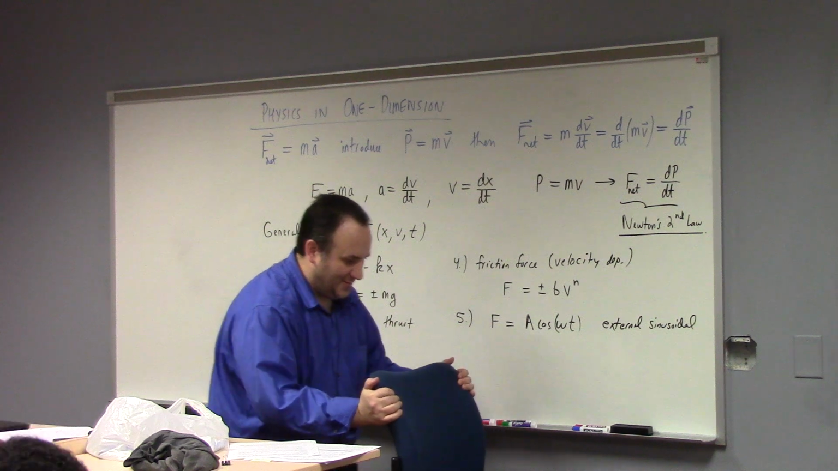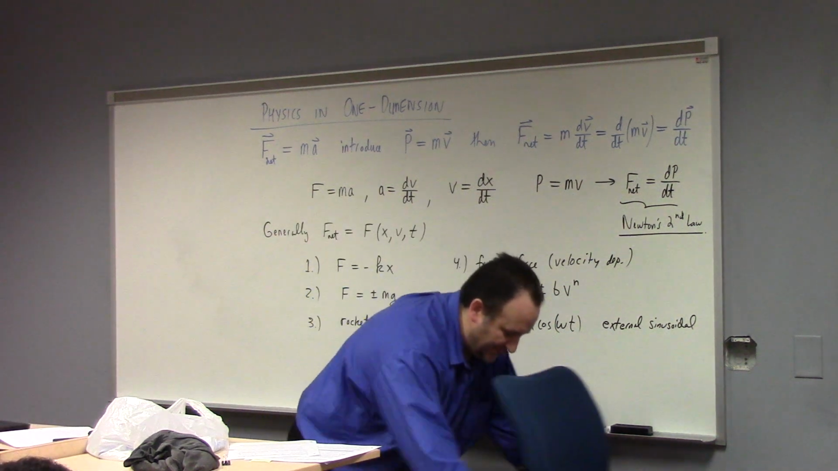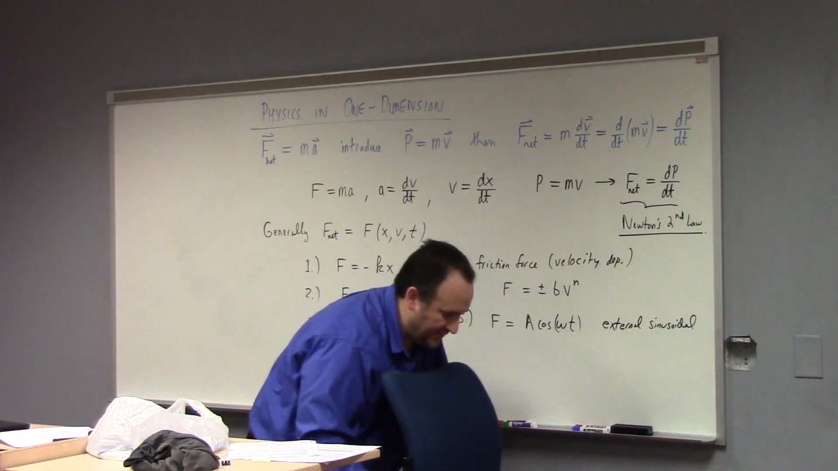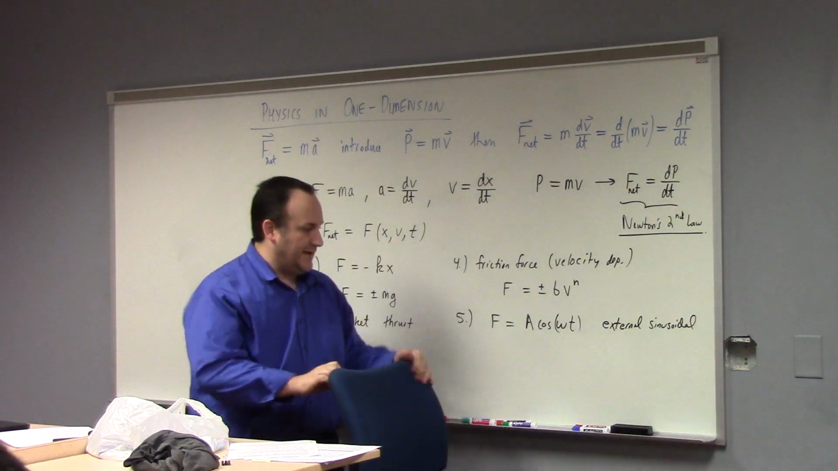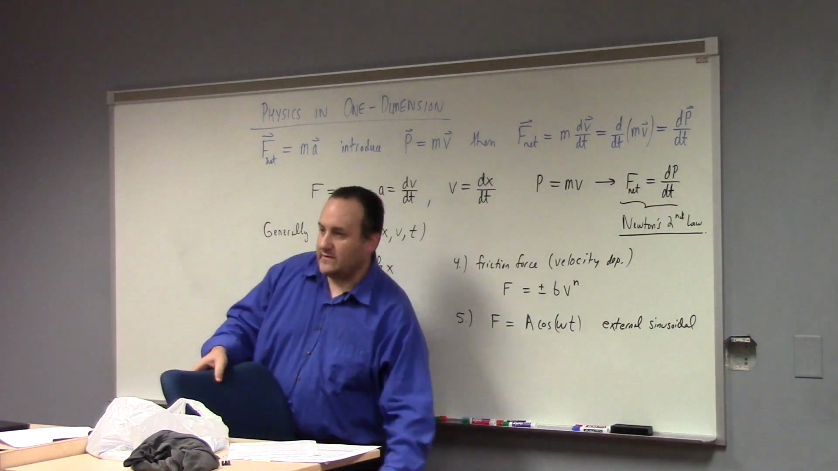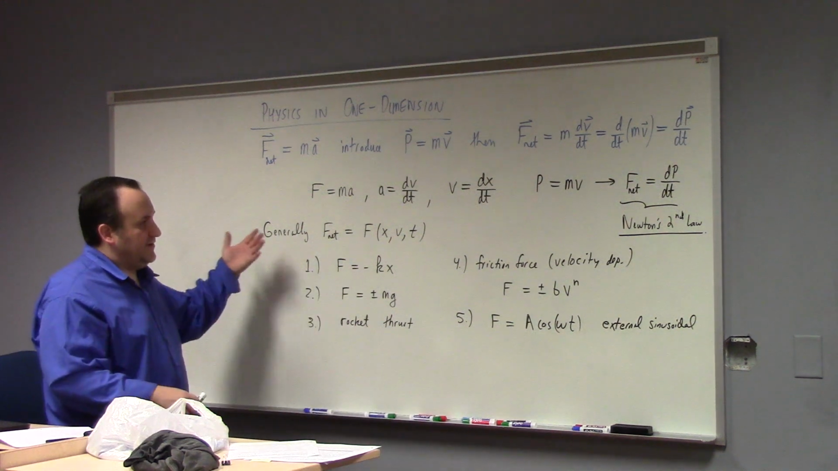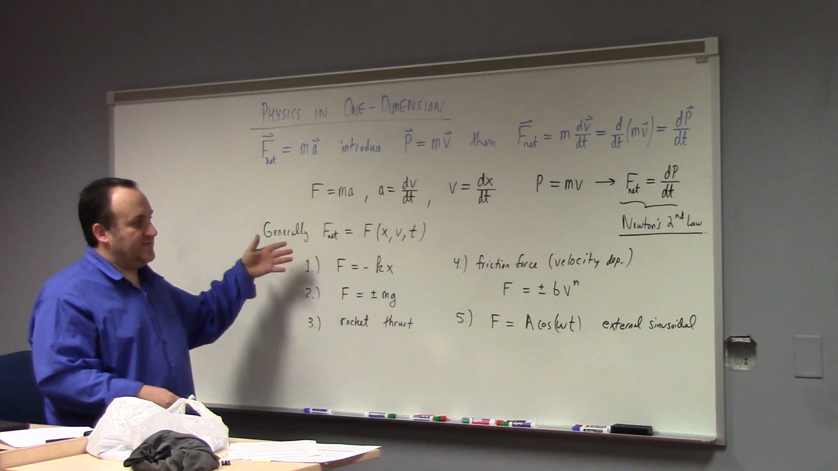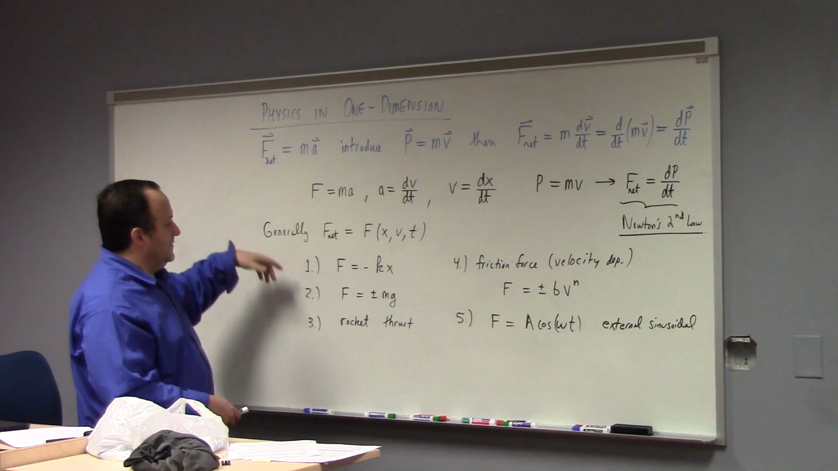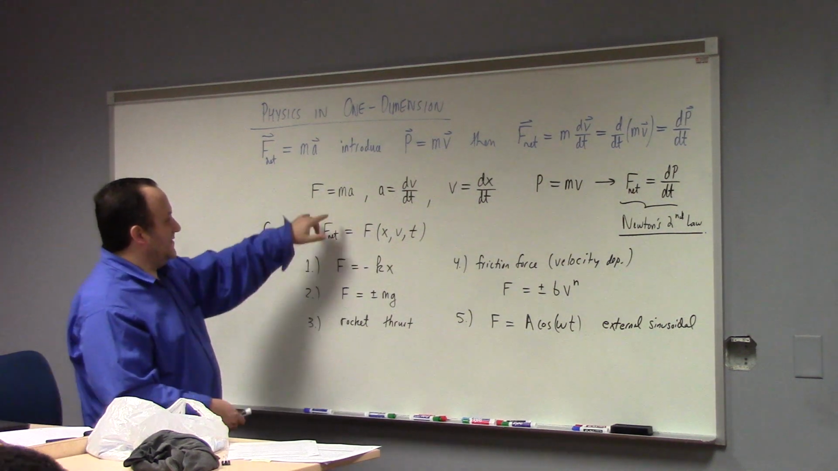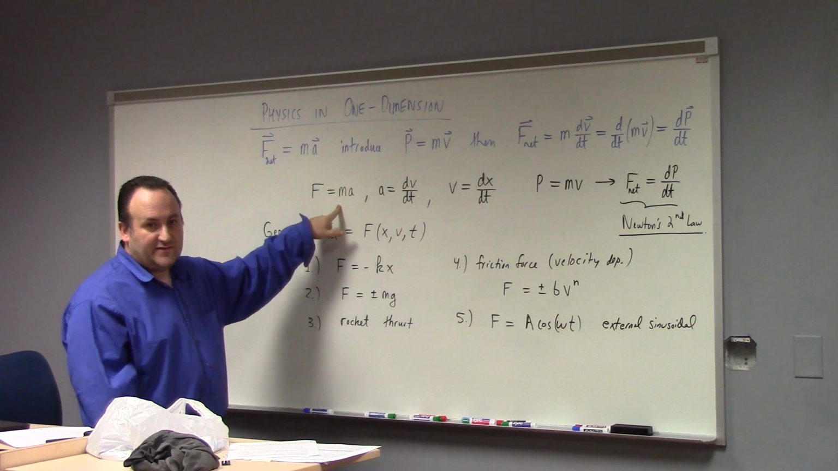So a sinusoidal force is something like that, back and forth, like a cosine omega t. Anyway, these are all examples of forces. And what do you have to do to find the equation of motion? You have to solve. You put these formulas and set them equal to the mass times acceleration and try to solve the differential equation.